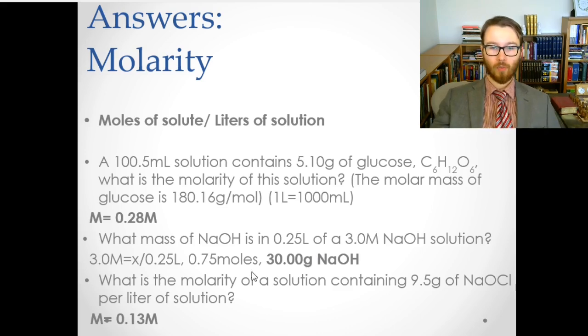Finally, what is the molarity of a solution containing 9.5 grams of NaOCl per liter? Well, I just took 9.5 divided by 22.99 plus 16.00 plus 35.45. All those numbers come from the periodic table, and I got 0.13 molar. All right. That's molarity in a nutshell.